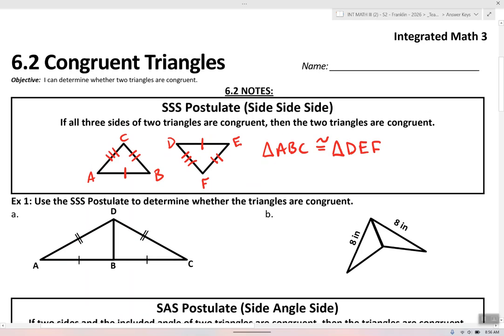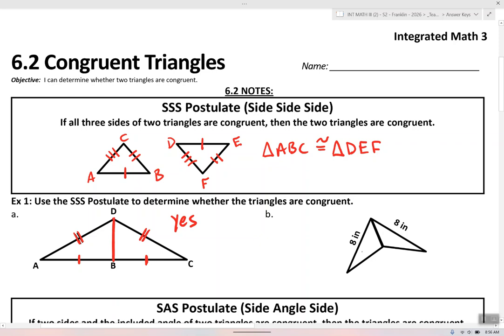So use the SSS postulate to determine whether the triangles are congruent. I'm just going to say yes or no. So for example A, I have one pair of congruent sides. I have two pairs of congruent sides. And because they share this third side, I know that that side is congruent to itself. So yes, based on the side-side-side postulate, these triangles are congruent.